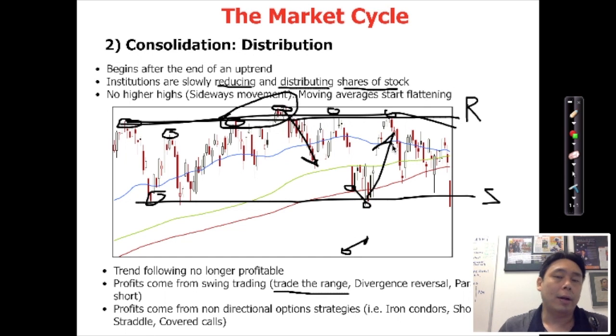What is also profitable would be what we call non-directional strategies that are normally used by options traders, which is beyond the scope of this course. Things like iron condors, covered calls, short straddles, short strangles, and all these cute names. But no worries, if you're into trend following, it doesn't mean you have to change your strategy. Just keep doing what you're doing and understand that in these phases, you just have to go through that frustration, and the market will start coming back into a trending phase again.